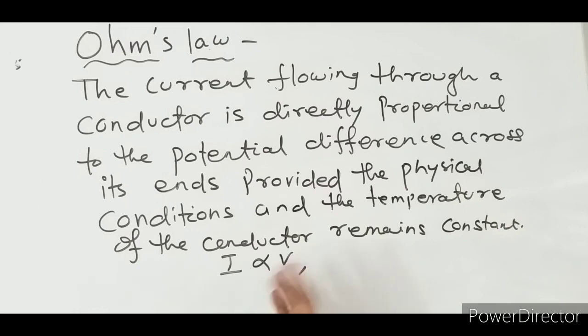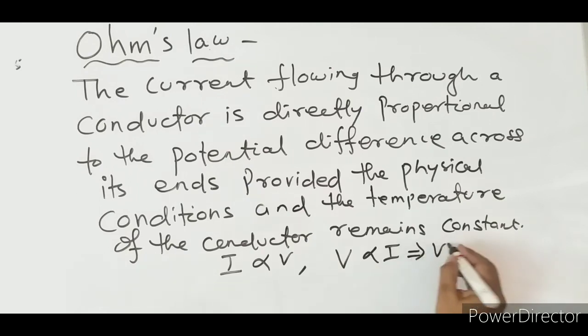Okay, so if current is directly proportional to potential difference, it means that as potential difference increases, current increases. So I can represent V is directly proportional to I. Clear? But for a long time I cannot keep this proportionality symbol, so I have to remove it. So what can I write? V equals I R. This is the Ohm's law formula.